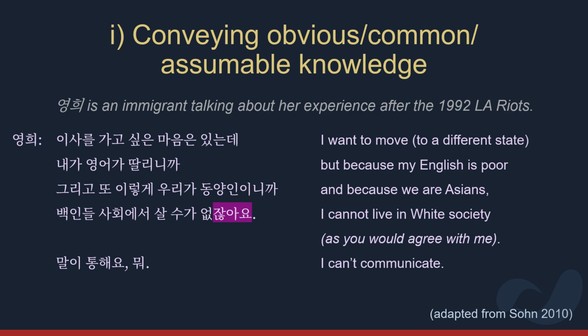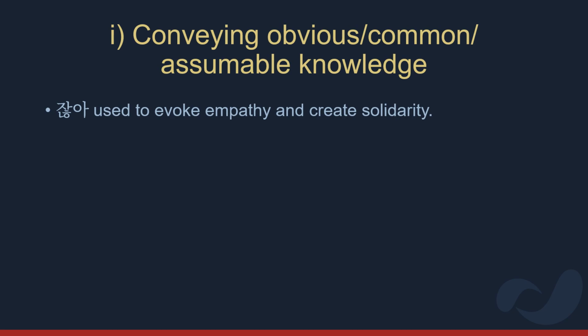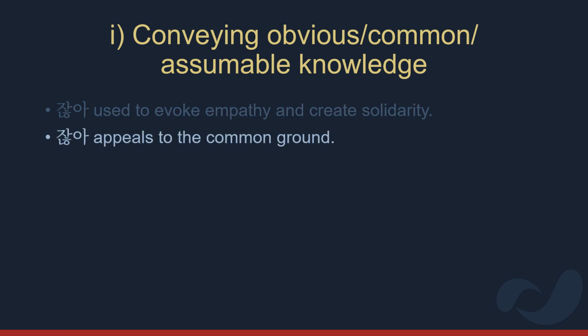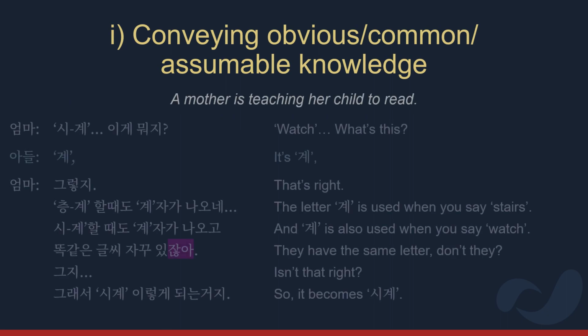In this dialogue, the speaker is talking about the difficulties she faces living in a foreign country. She uses canha to evoke empathy and create a sense of solidarity. Speaker and listener are both immigrants who have difficulties due to ethnicity and language abilities. The speaker uses canha to appeal to the common ground between herself and the listener. This evokes a shared understanding and assists the speaker in her storytelling. This next dialogue shows how canha can be used to guide the listener towards an understanding.